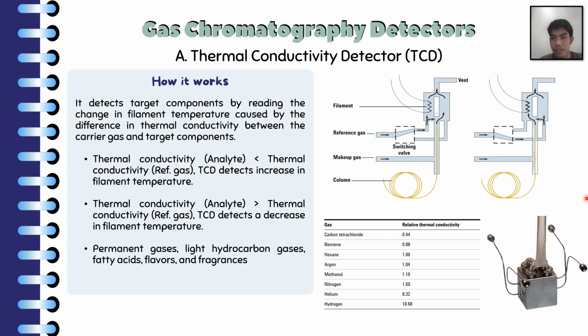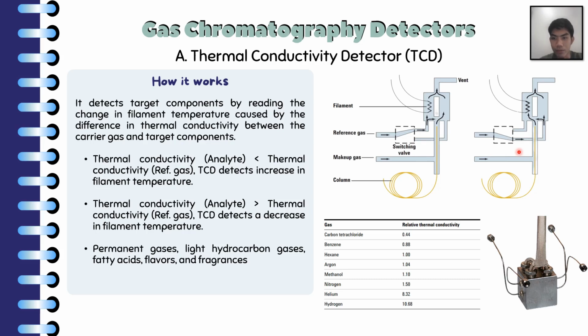The way TCD works is like this. When a voltage is applied to a filament, it heats up. The steady-state temperature depends on the applied voltage, the resistance of the filament, and the rate at which the filament loses heat to the surroundings. If a filament is immersed in a gas stream, any change in thermal conductivity of the gas causes a change in filament temperature, thus changing the resistance.